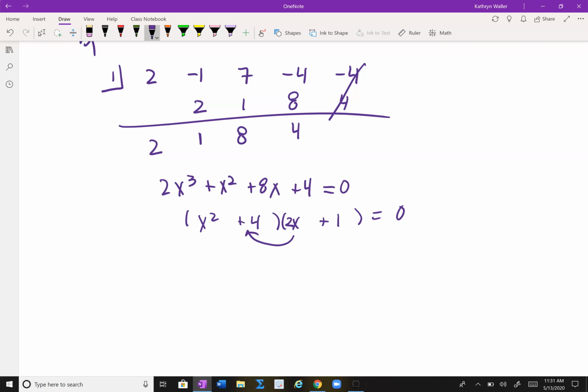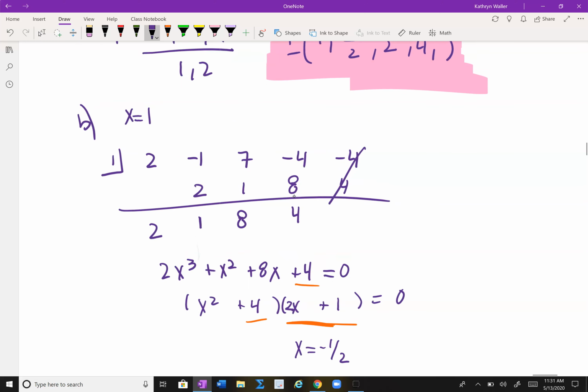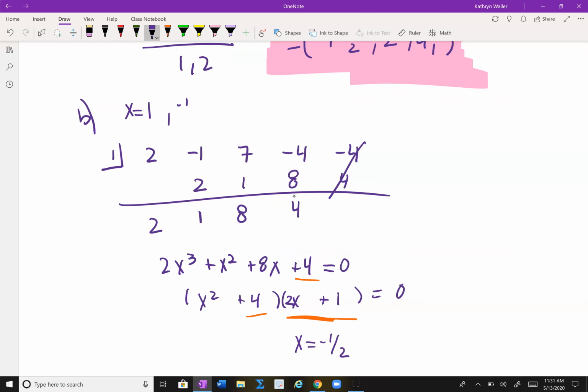So that would be a plus 4. And then the last thing I do is I just make sure that this times this gives me 4, which it does, so I'm fine. 2x plus 1, when I solve that, I get x equals negative 1/2. That is another rational 0, so I have to list it up there. X squared plus 4 does not factor.